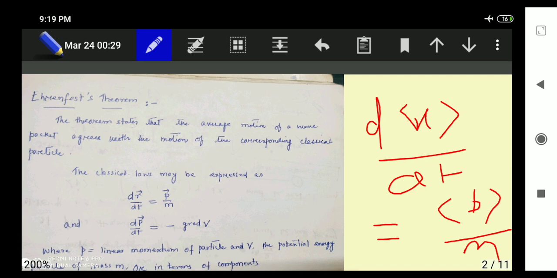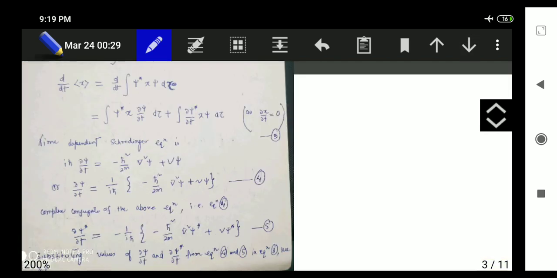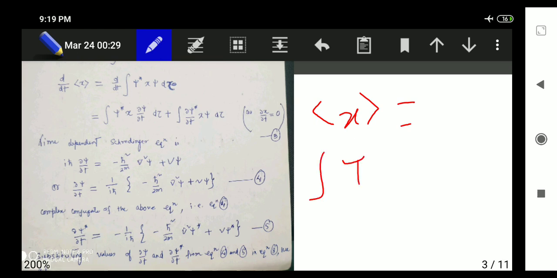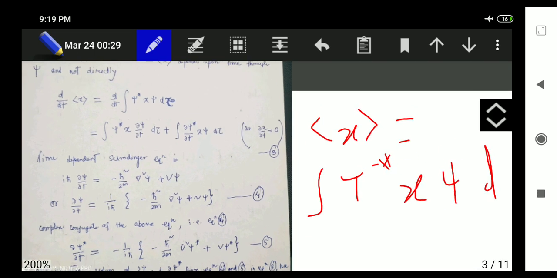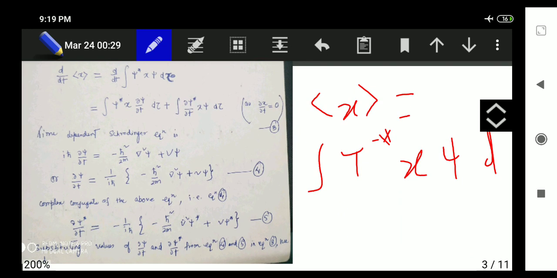So we'll first tackle dx dt in one dimension, equal to P by M. First of all, we'll write the expectation value of position. That means you write what this x is for a given wave function: psi star x psi. You don't need to put the limits here, it's known. You can write dx, or d tau as well, no problem. So the expectation value of position is the integral of psi star x psi dx.